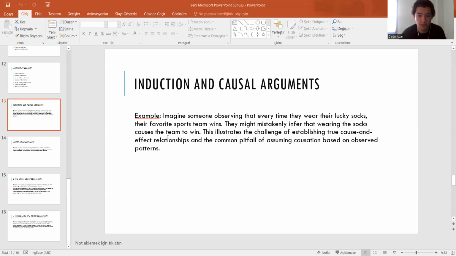And there is an example on the screen. Imagine someone observing that every time they wear their lucky socks, their favorite sports team wins. They might mistakenly infer that wearing the socks causes them to win. This illustrates the challenge of establishing true cause and effect relationships and a common pitfall of assuming causation based on observed patterns.